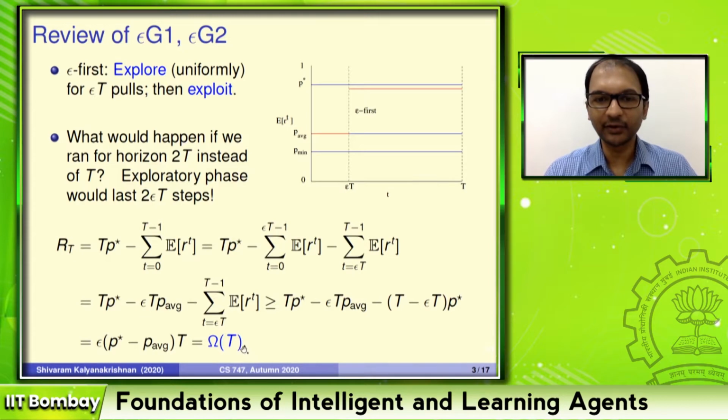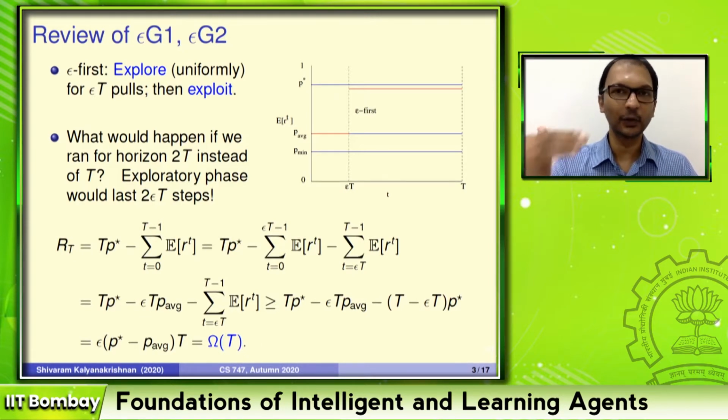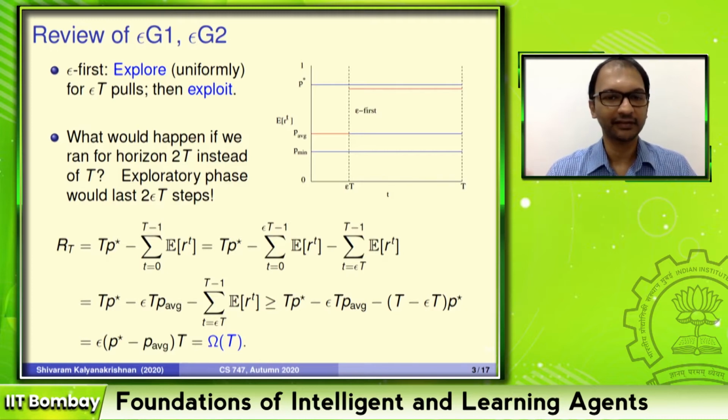Okay, and finally we are going to establish that regret is a linear function of t. Okay, it is lower bounded by a linear function of t, which is what we mean by saying it is omega of t. How do we do this? So the definition of regret is it is t times p star minus what the algorithm actually achieved in expectation over t steps. Now this second term I'm going to split.